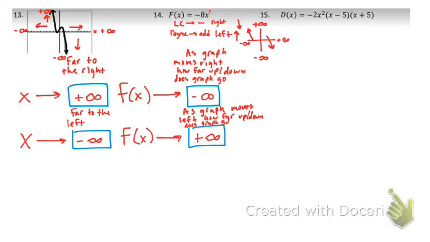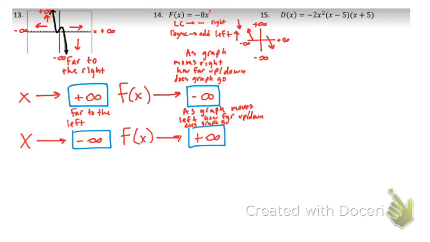Okay, so that's end behavior again. If you'll notice, it was exactly the same thing because they both have the same end behavior. On the right, we're going down. On the left, we're going up, and they have arrows. Okay, let's go ahead and do 15.